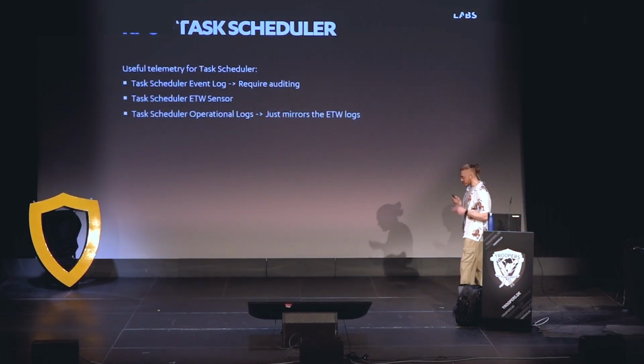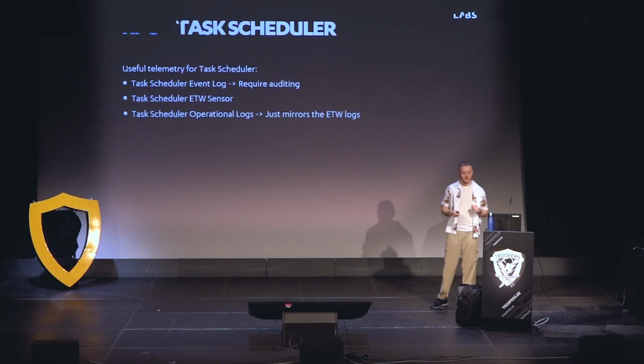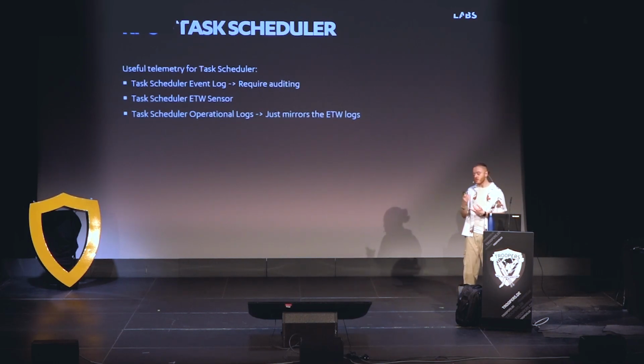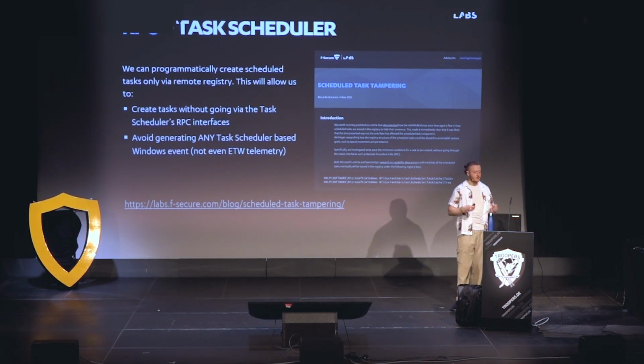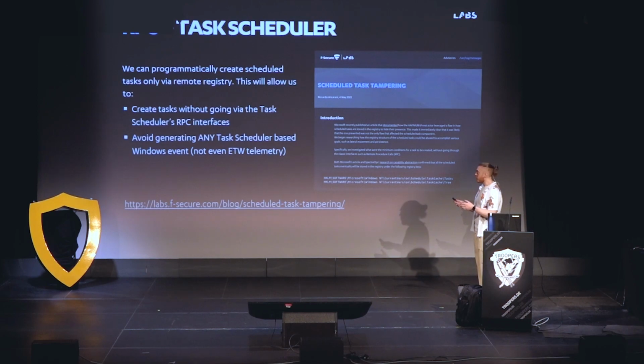In terms of detection, scheduled tasks have event logs that can be populated whenever you create, modify, or run a scheduled task. Thing is, I've done some research, and it turns out that you don't really need to go through the task scheduler RPC interface to create scheduled tasks. Scheduled tasks are stored in the Windows registry. So my question was, well, can I just modify the registry so that I can create a scheduled task without necessarily going through the classic interfaces?